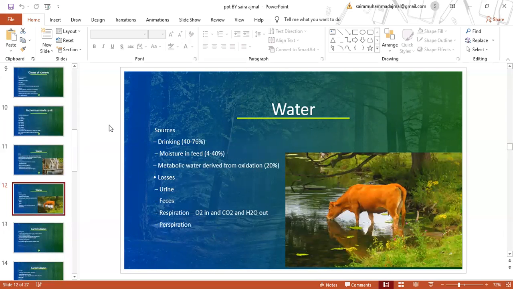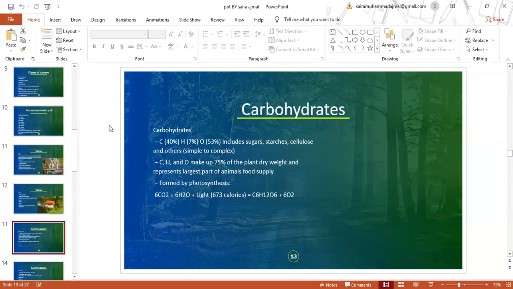Sources of water: drinking, moisture in feed, metabolic water derived from oxidation. Losses: urine, feces, respiration, oxygen in and carbon dioxide and water out, perspiration.